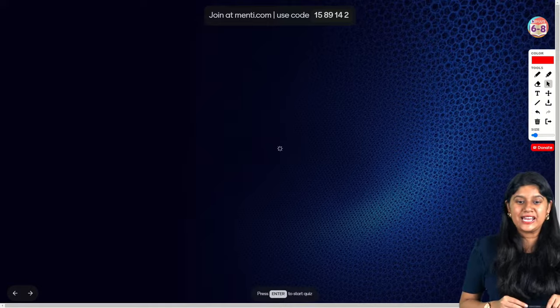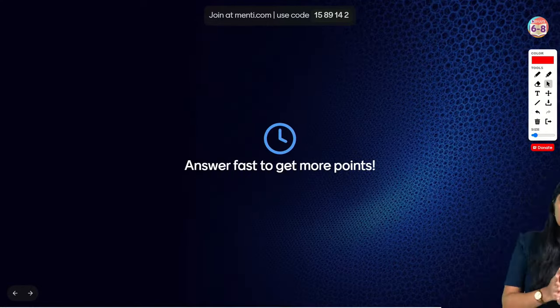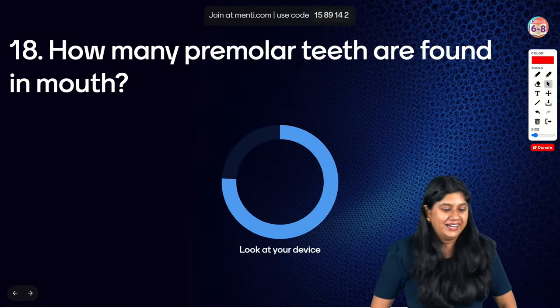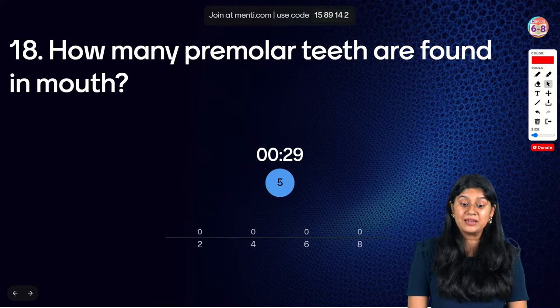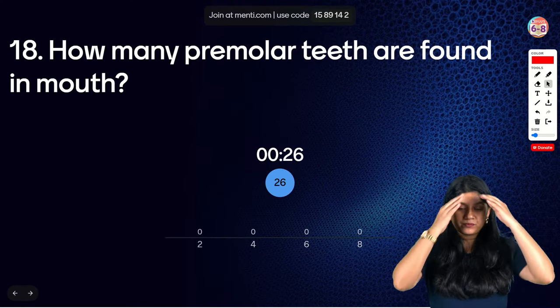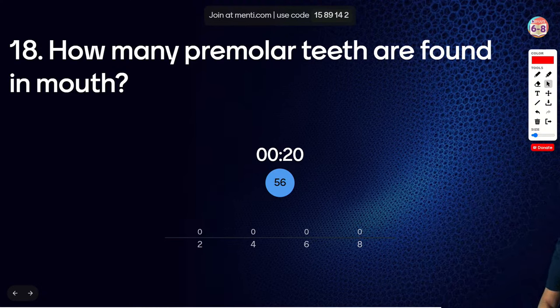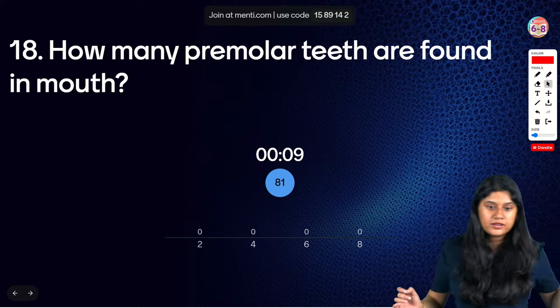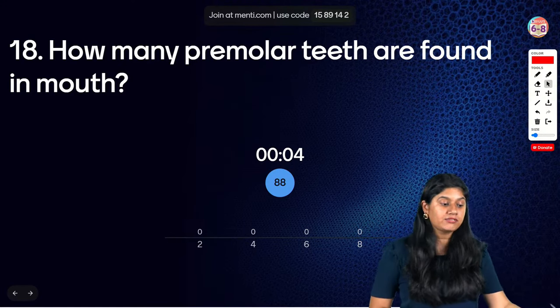Okay. Moving to the next question, everyone. Question number 18, the last two, three questions. How many premolar teeth are found in the mouth? Premolars, we're talking. Premolars, everyone. 2, 4, 6, 8. Very good, everyone. Awesome. How many premolar teeth are found in our mouth?